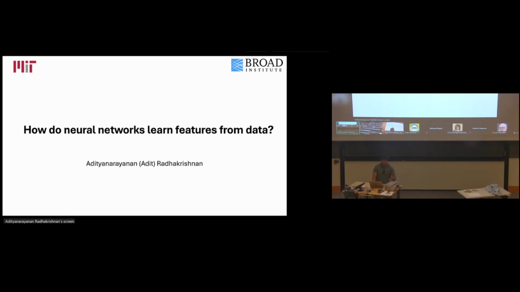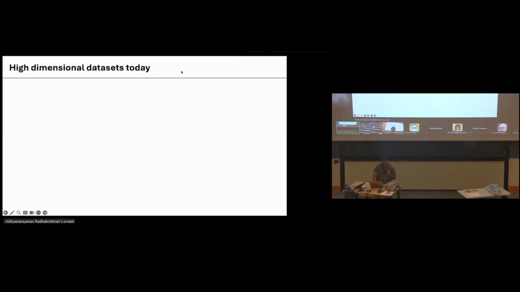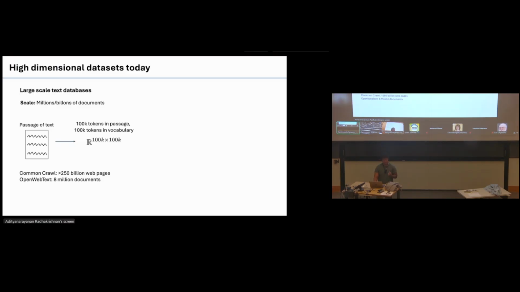So yes, I will be talking about how we've been approaching this problem of understanding how neural networks learn features or patterns from data. And just to begin, I actually wanted to talk about the prevalence of high-dimensional data today. The two applications and common threads I have running through this talk is comparing large-scale text databases and the explosion in text data that's available. So today you can just go and download data sets of millions and billions of documents.